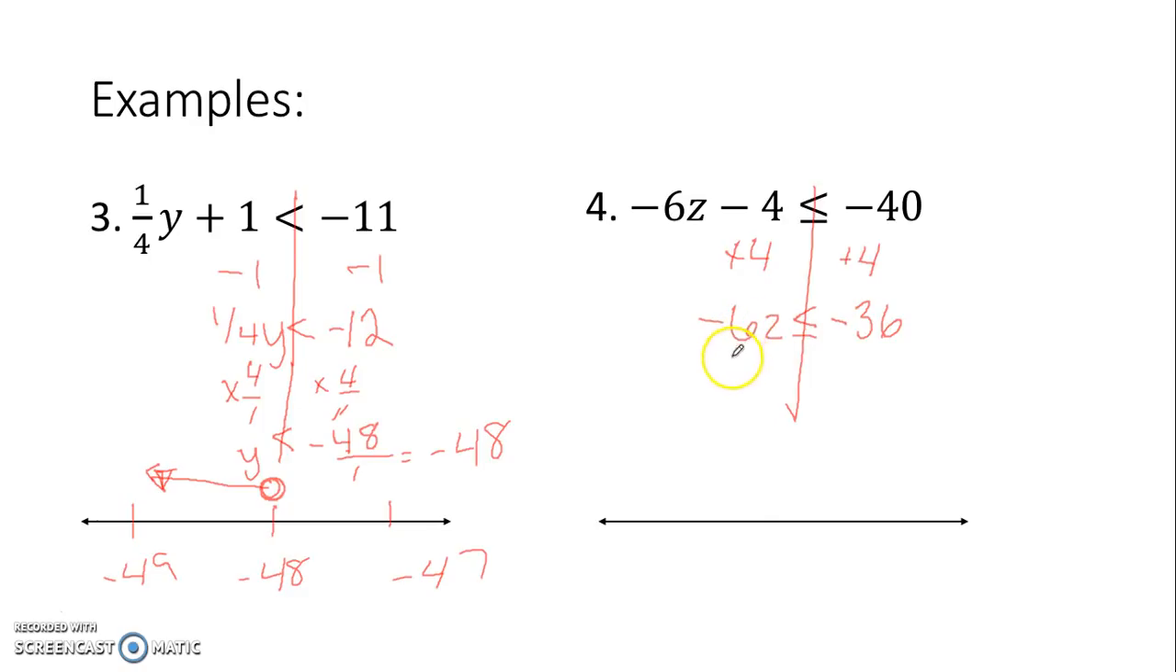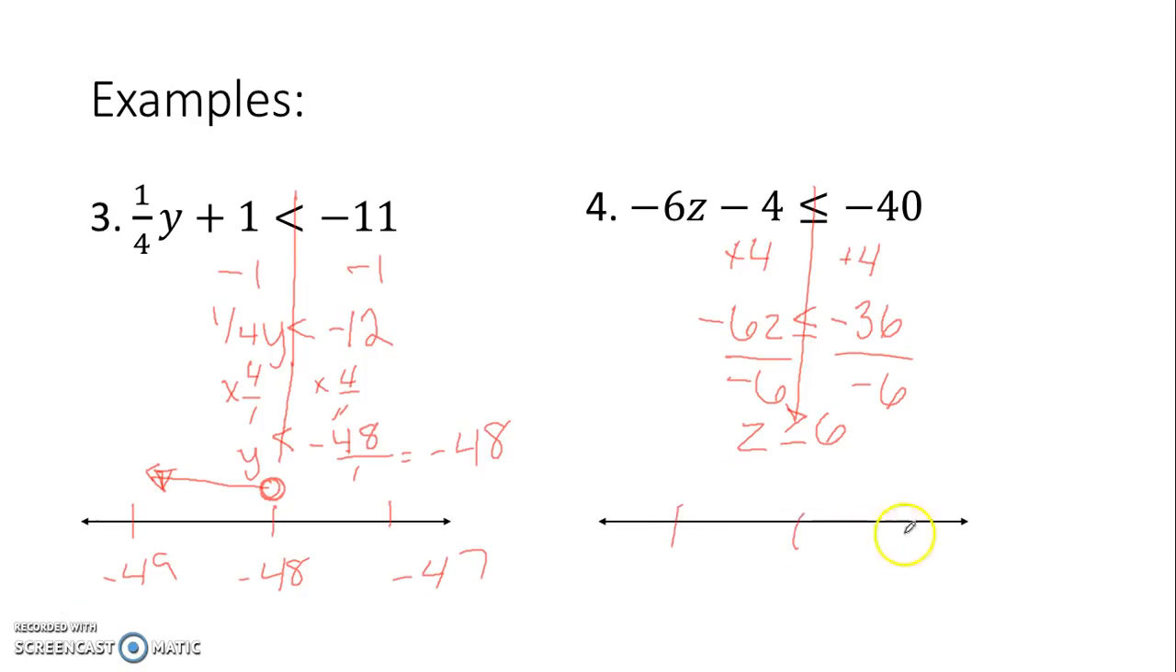Now we do the inverse of multiplication, which is division. So we have to divide by negative 6 on both sides. Now here's our special rule. We have z is equal to, since we divided by a negative 6, we need to flip the sign. So instead of it being a less than sign, it's going to be a greater than or equal to sign. Negative 36 divided by negative 6 is positive 6.